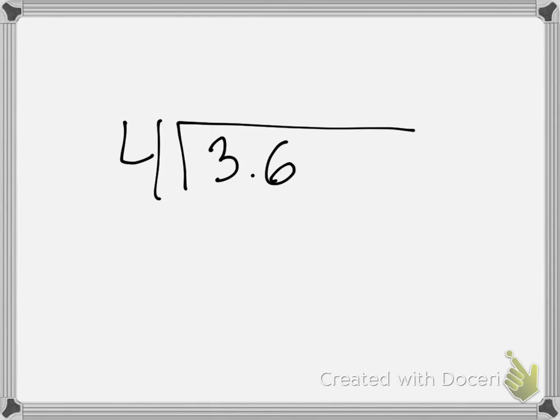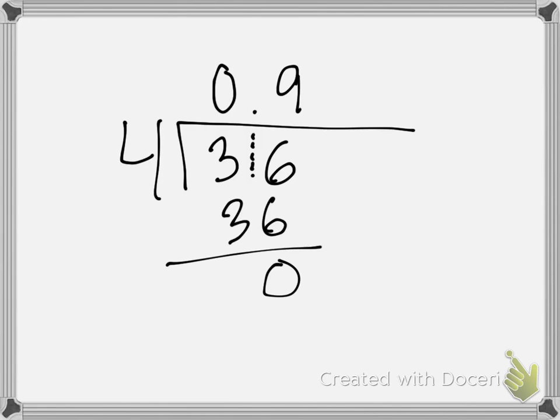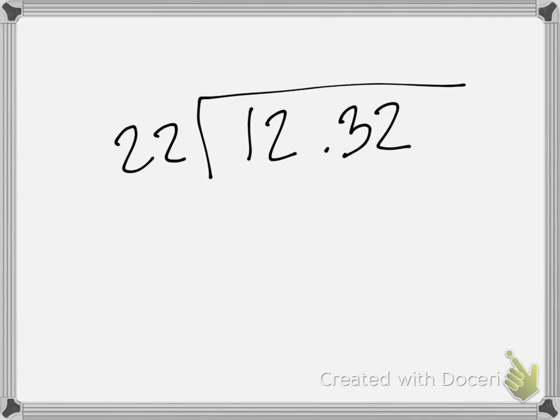Let's start with this one. 3.6 divided by 4. I'm just going to go through it. Ready? We bring the decimal up. How many times does 4 go into 3? 0. How many times does 4 go into 36? 9. Correct, and it's an even 36. So our answer is 0.9.